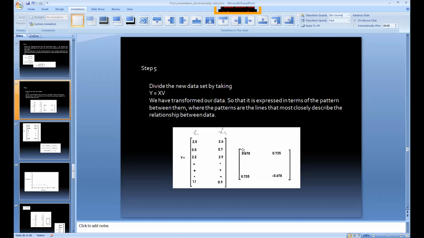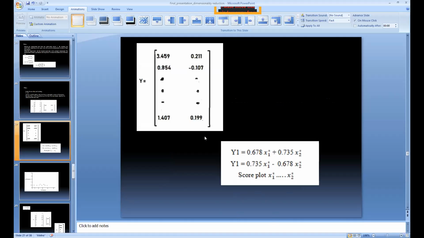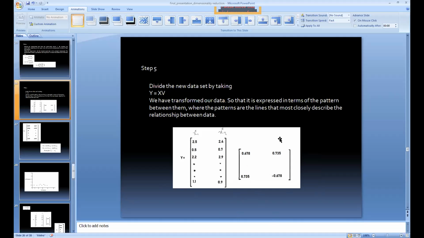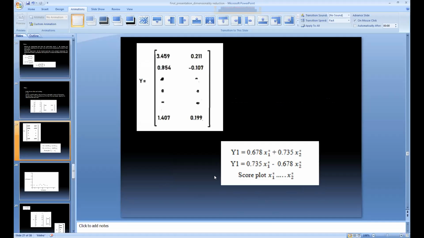After I have calculated the eigenvector, I multiply it with the data. While multiplying like this, the data is transformed into the new subspace, which we call the eigen subspace. So here y1 and it goes on. This is actually my new data, the new transformed data.